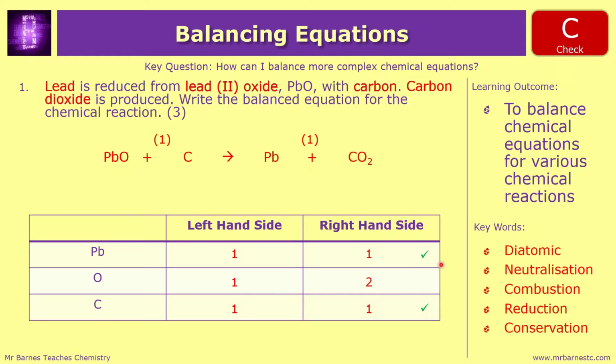So as you can see straight away, my lead and my carbon are balanced, so let's go to my oxygen on the left hand side. I've got 1, I need 2. The only thing I can do is double this entire compound. So by doing that, I get 2 leads and 2 oxygens on the left hand side. Now you can see the oxygen's balanced, but the lead no longer is. So all I need to do is go to my lead over here, double that, and as you can see, that balances it for me.